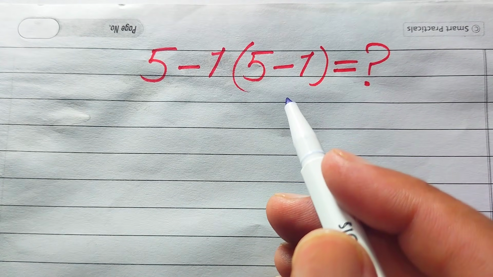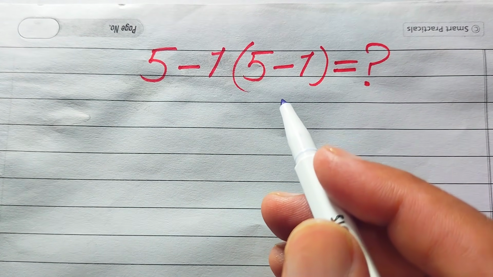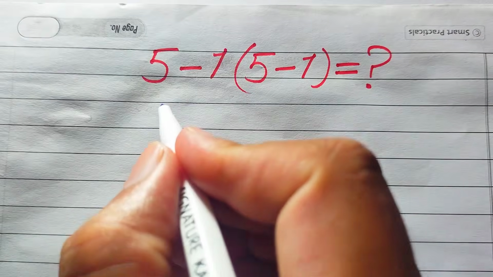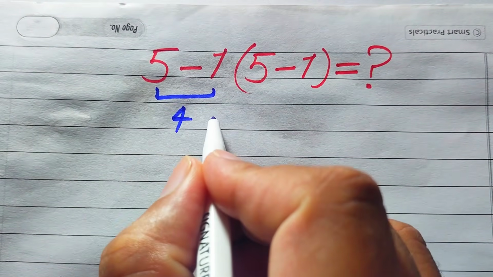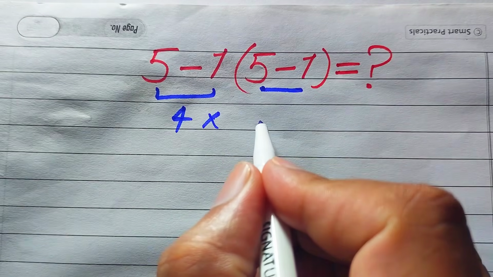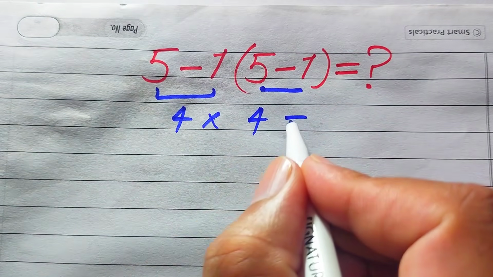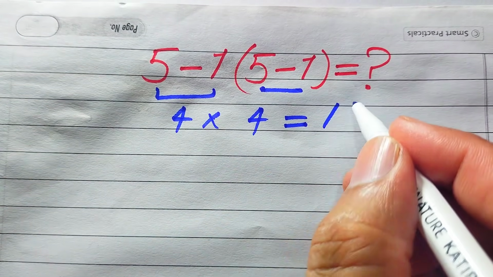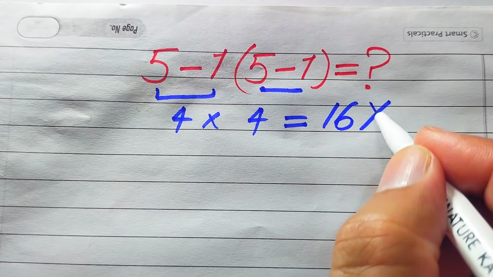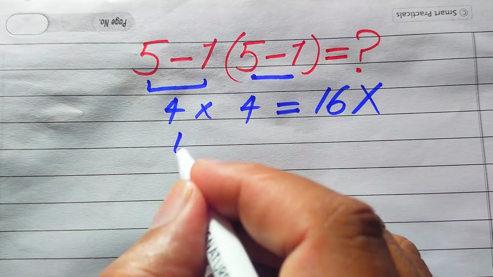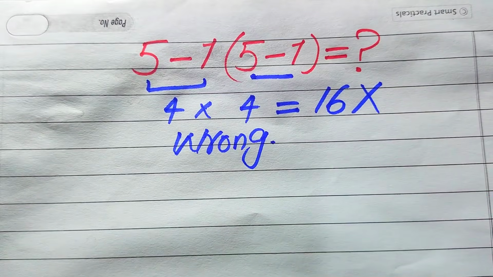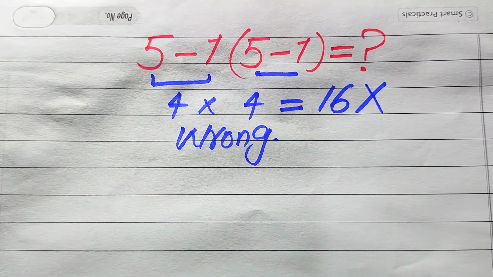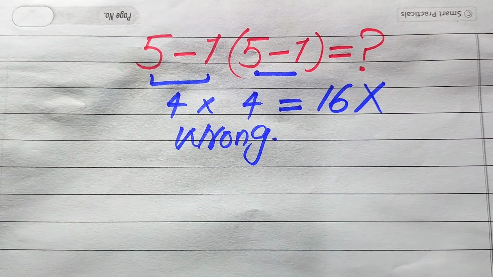So here first we discuss the common mistakes which students can make in the exams. Students just solve this problem in this way: 5 minus 1 becomes 4, times 5 minus 1 becomes 4, and they get the answer of 4 times 4 becomes 16. But this is the wrong answer. It is the wrong method, or wrong steps, to solve this problem. Here we discuss the steps and how you can solve this type of algebraic expressions.